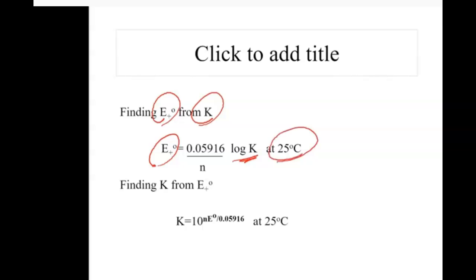But of course, we must always be careful to quote the temperature, because this value will be different at different temperatures. Now to calculate the value of K, because we know E naught, we can get this one readily from tables, right? So we can calculate the value of K using this relationship right here: 10 to the power nE naught over 0.05916. Again, this is material we covered in quant. So again, pretty much review-like material.